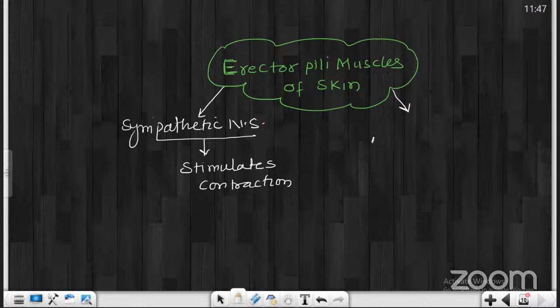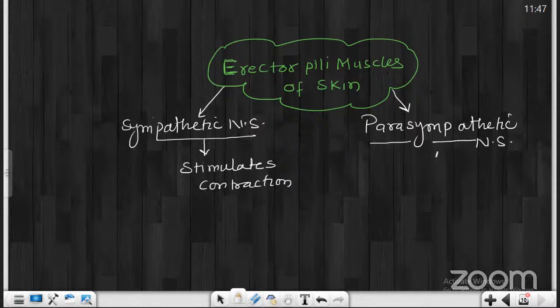And just opposing to it, the parasympathetic nervous system causes relaxation of erector pili muscles, right? So आपके hair stand पे erect नहीं होंगे, they will just lie down. So this is the function of sympathetic and parasympathetic nervous system on your various body parts.